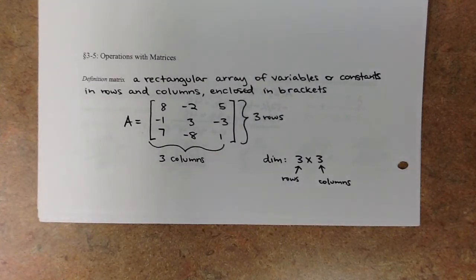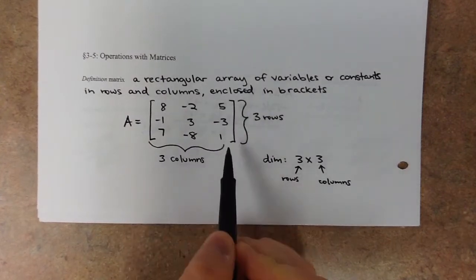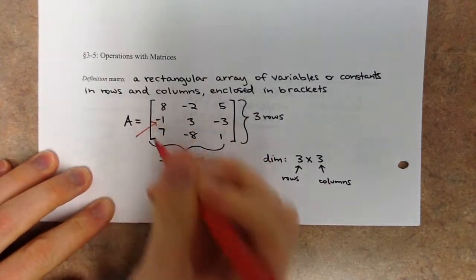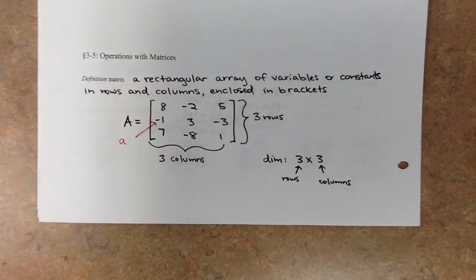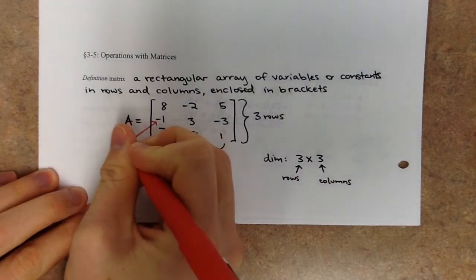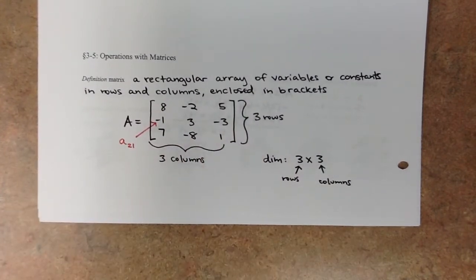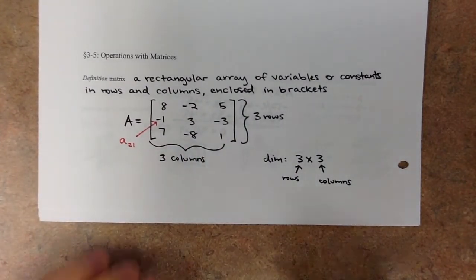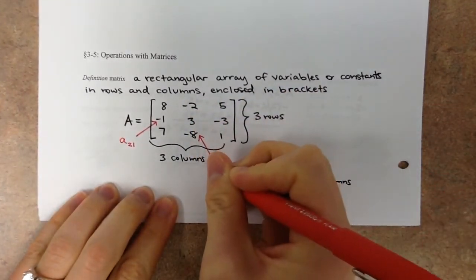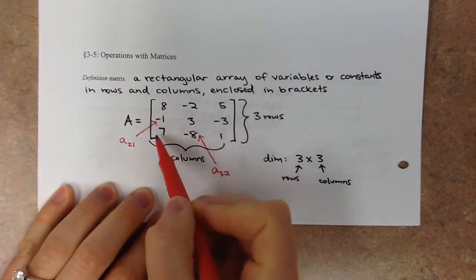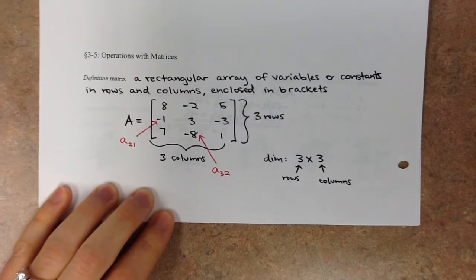And then last thing, you can talk about each individual element. Each one of these values is called an element, and you name it based on its letter and based on its position. Like this one right here, the -1, for example. We give it a lowercase a, because it's in matrix A, and we call this element a21 because it's in row 2 and it's in column 1. And this one, for example, we would call a32 because it's in the 3rd row and it's in the 2nd column. So they all have names.